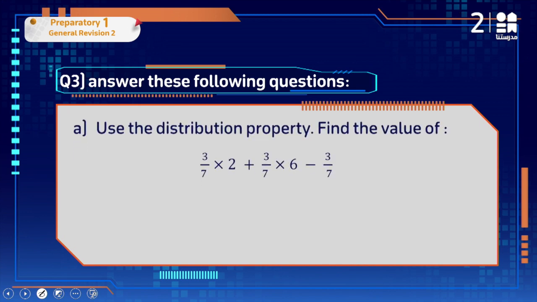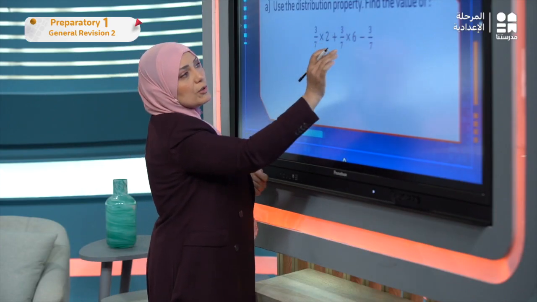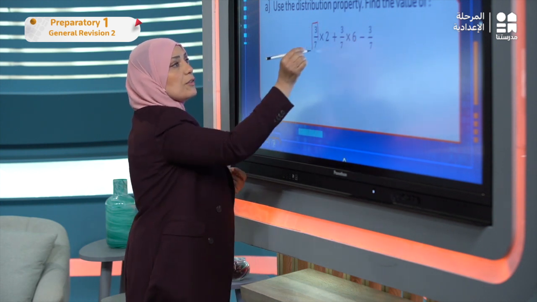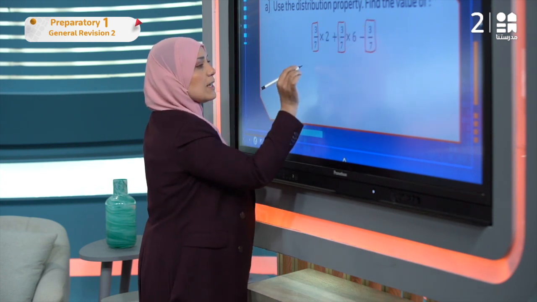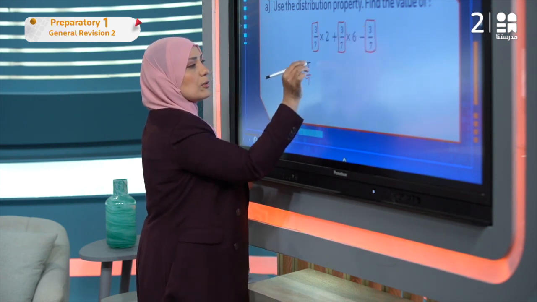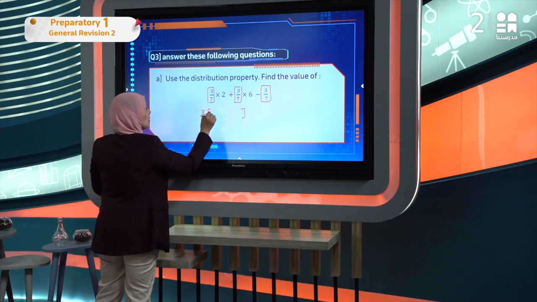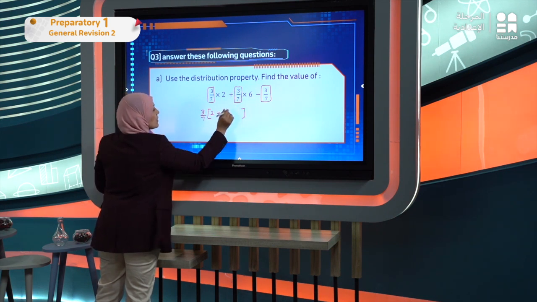Question 3. Answer these following questions. Use the distribution property to find the value of this expression. So here we have 3 over 7 times 2 plus 3 over 7 times 6 minus 3 over 7. As you can see here, we have 3 over 7 is repeated in each term. So we are going to take it out as a common factor. What do we have to put inside the brackets now? Here we have 2, then plus as it is. Then we have 6, minus as it is.